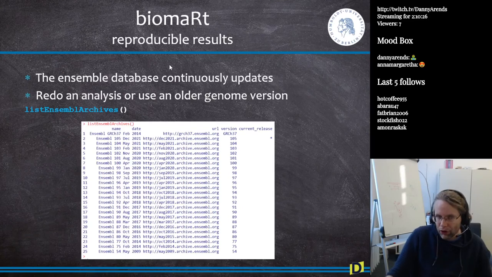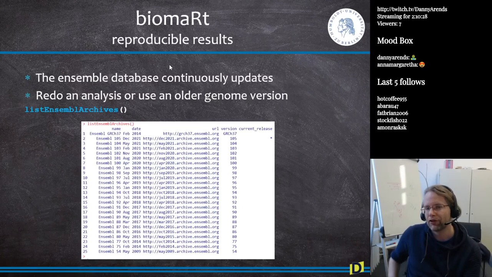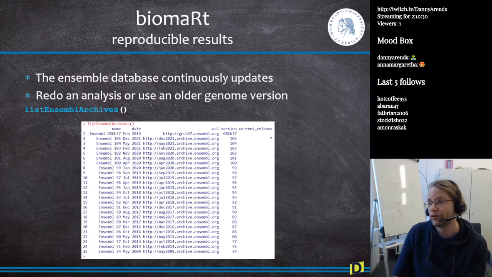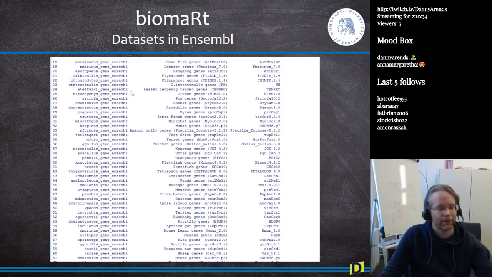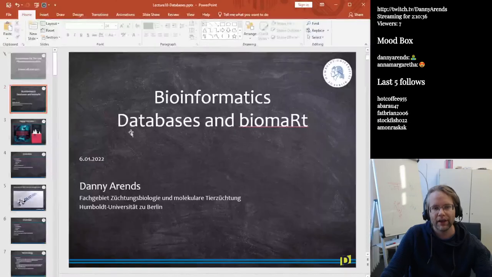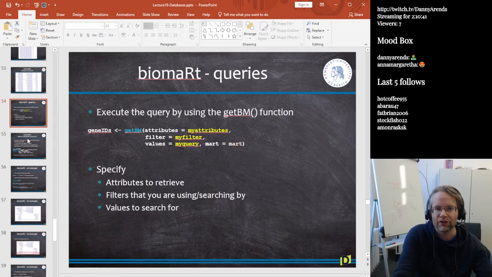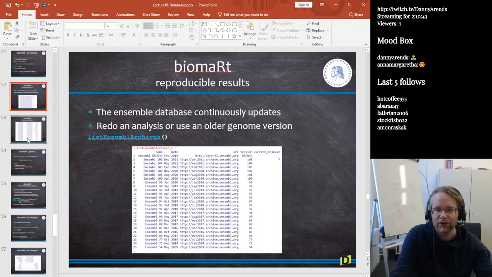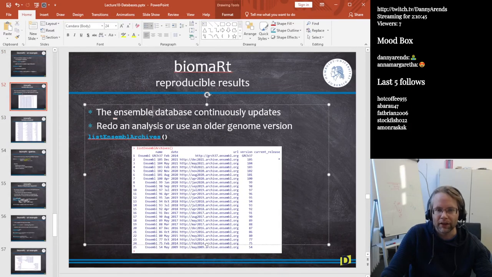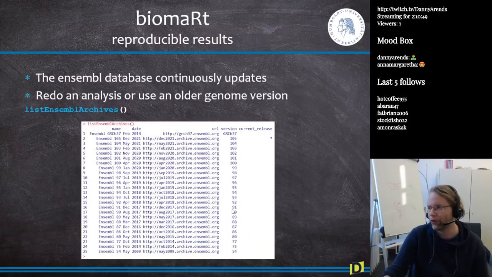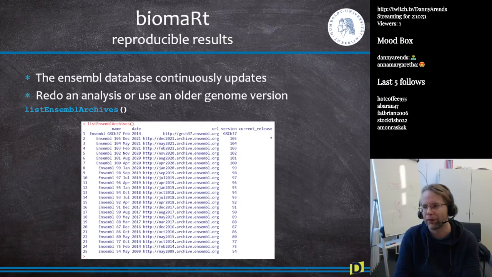And of course, the nice thing about biomaRT is that we also want our research to be reproducible, right? Because the Ensembl, it did it again. I hate when it does this. Where is this slide? Here, let's delete the E. It's so horrible. The autocorrect always screws me over with Ensembl.